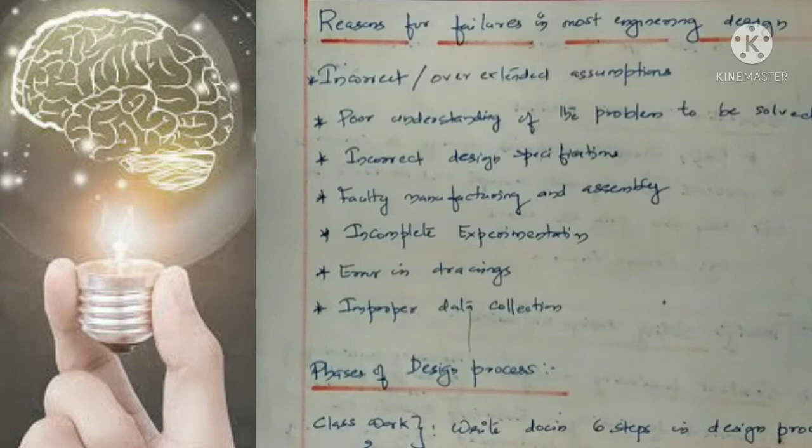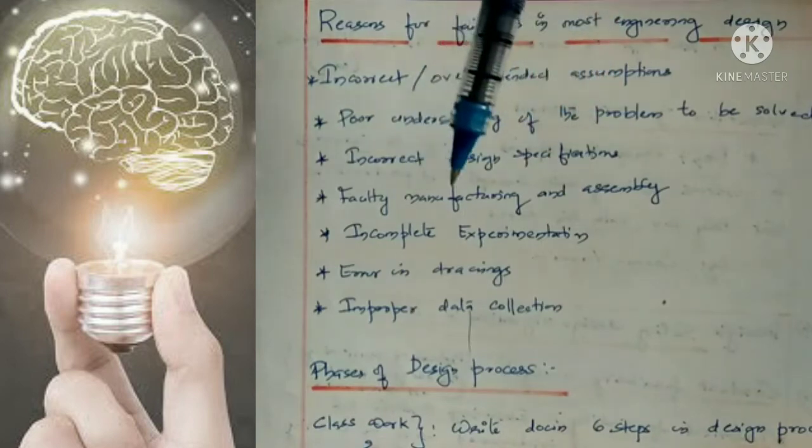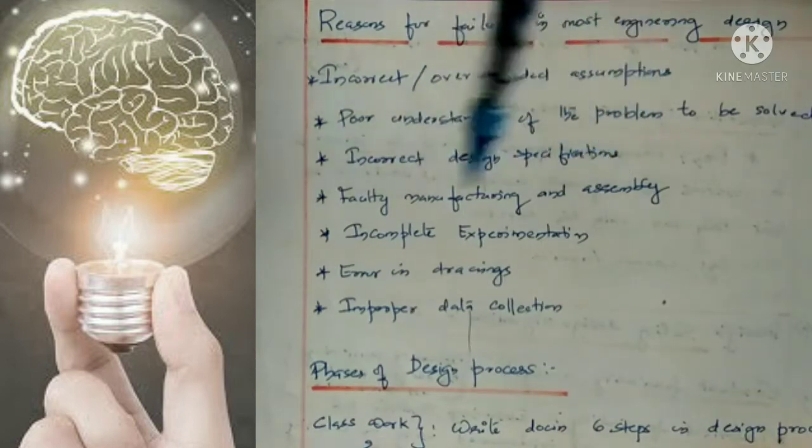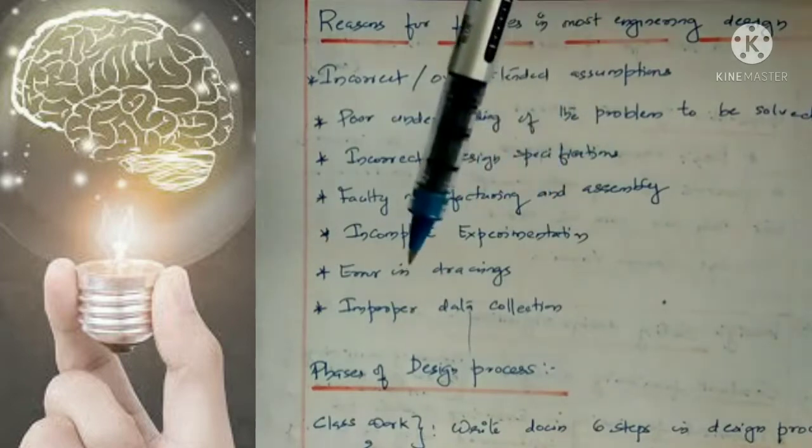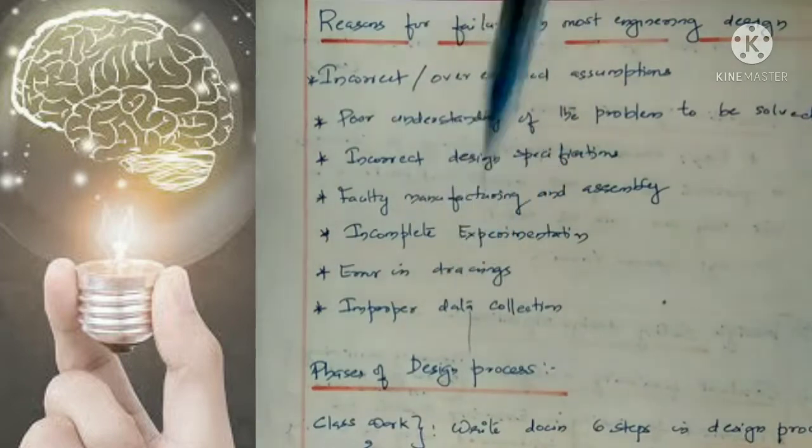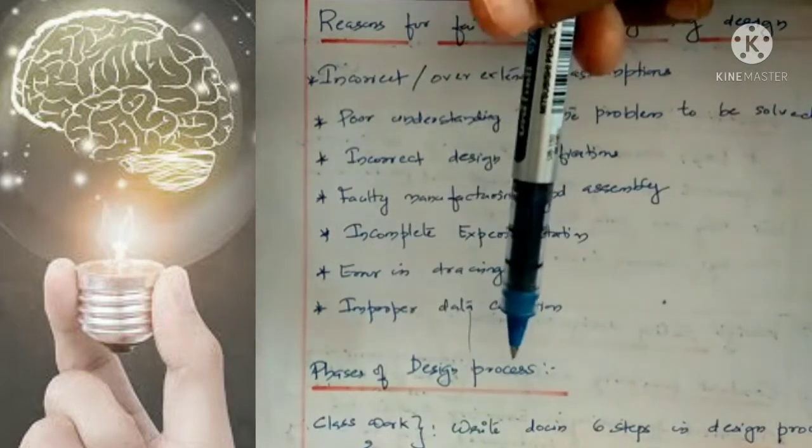Reason for failures in most engineering design. Then these are the causes of failure: incorrect or overextended assumption, poor understanding of the problem, incorrect design specification, faulty manufacturing and assembly, incomplete experimentation, then error in drawing, then improper data collection. Okay. Next is phases of design process.